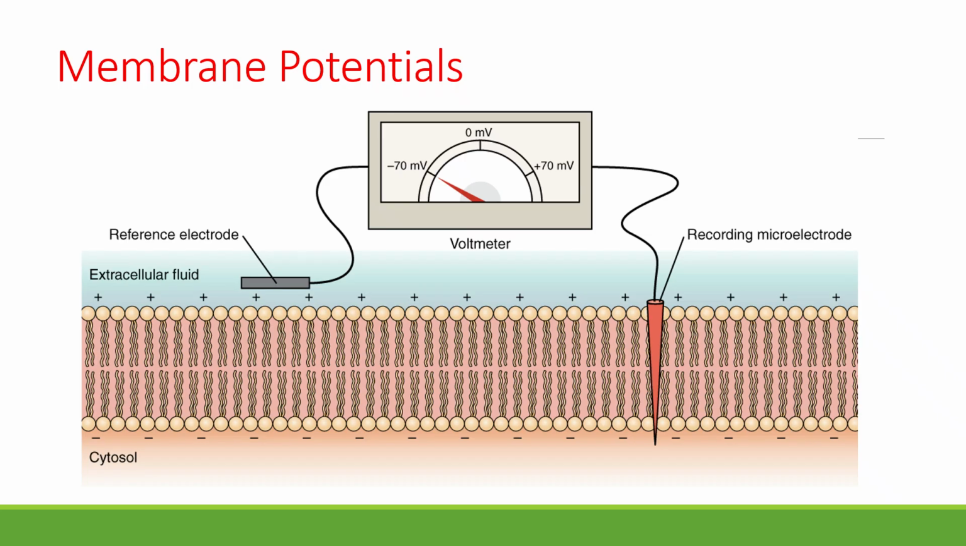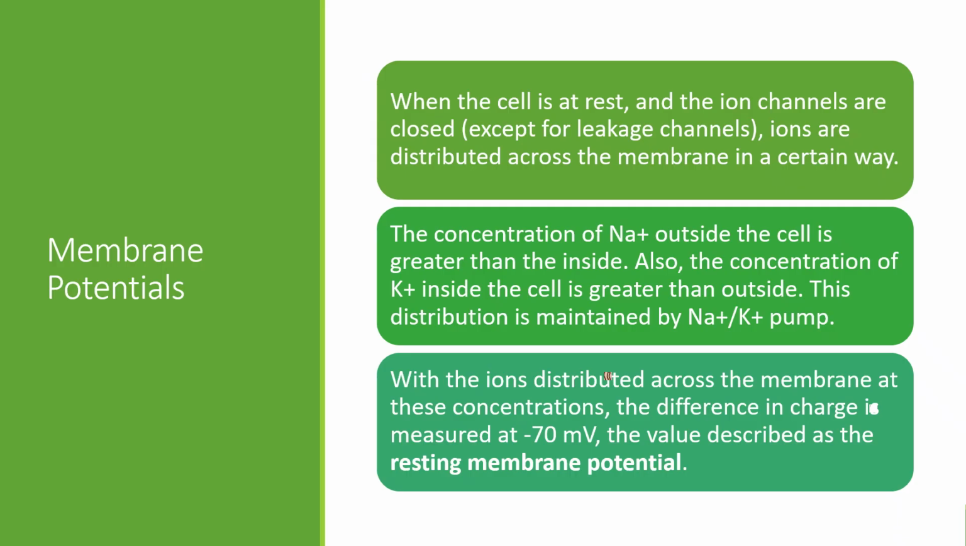All right, so the inside of the cell is the cytosol side. The outside of the cell, where the extracellular fluid is, is the blue side, and that's the positive side. This is a cell at rest. So when our cell is at rest, in other words, it's not transmitting an electrical signal, the ion channels are closed with the exception of leakage channels, because those are always open. The ions are distributed across the membrane in a certain way. The concentration of sodium outside of the cell is greater than inside, and the concentration of potassium is greater on the inside than the outside. And what's keeping it this way are those sodium-potassium pumps.